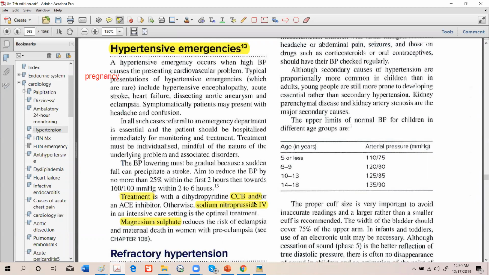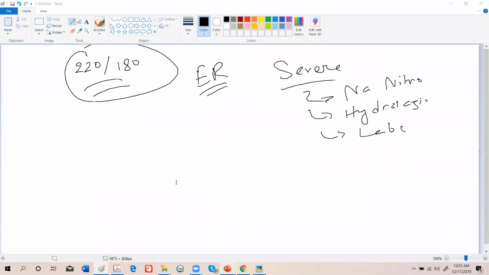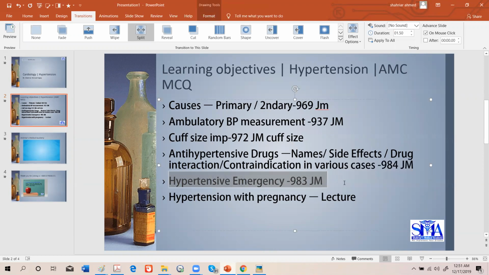Also, if someone is pregnant and develops very high hypertension, especially in the second trimester, it can be pre-eclampsia or eclampsia. So you need to also consider that particular thing. Okay, so the pregnancy one we are coming to. One of our topics is this. So hypertensive emergency we are going through right now.